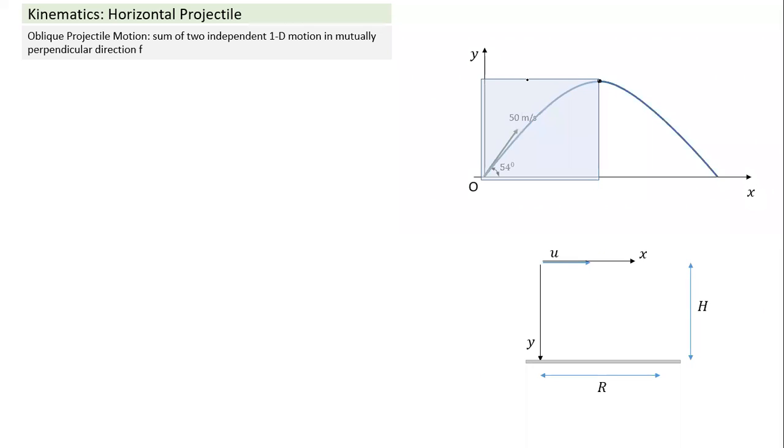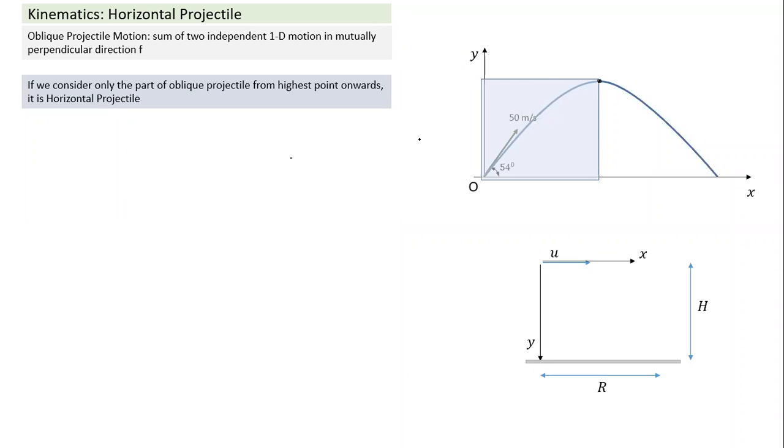Same, we can break down motion into two parts. So again, it is the same thing. Only, if we consider only the part of oblique projectile motion from the highest point onwards, it is a horizontal projectile motion. That's what you have seen. Now, if we break it down into two parts, since the velocity is horizontal from this point, it will not go further up. It will only go down.